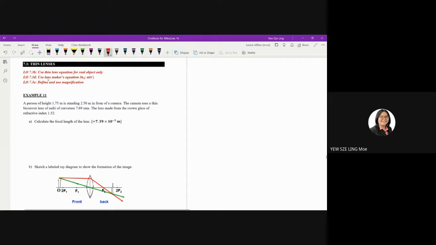And then we use the lens maker equation. So what is the lens maker equation? The lens maker equation is 1 over f equals, now N2 usually I write as N material, N material over N medium minus 1, and then 1 over R1 minus 1 over R2.